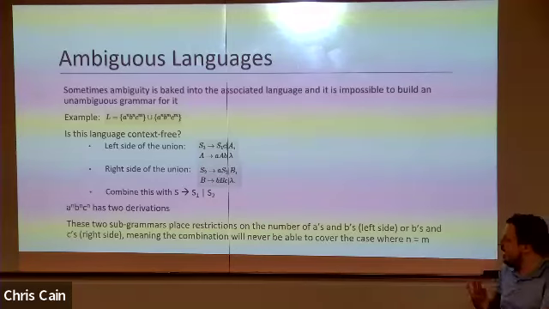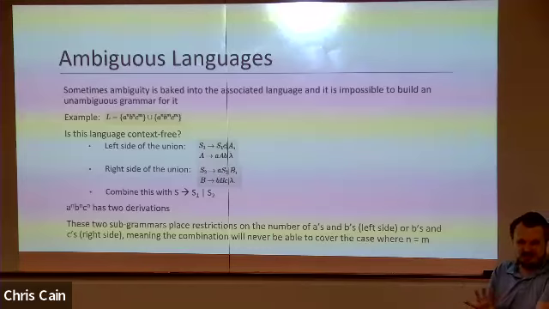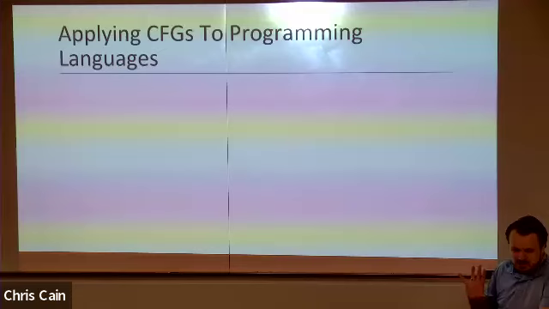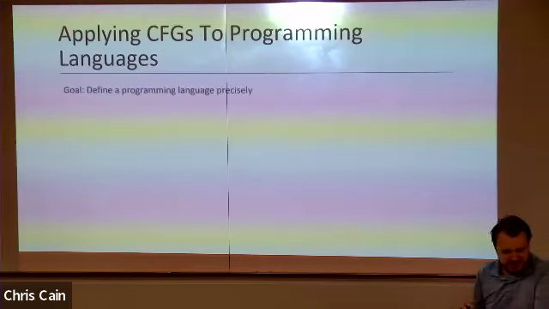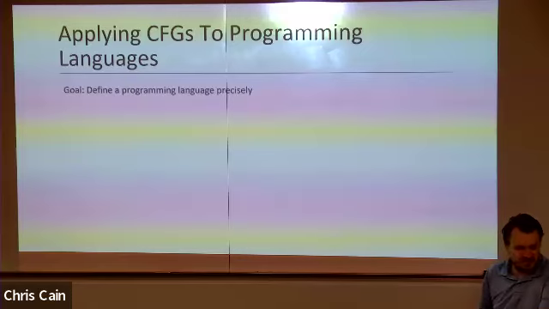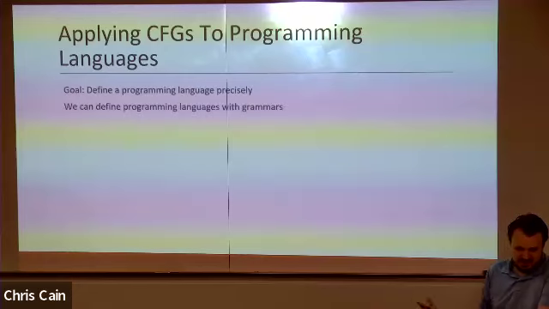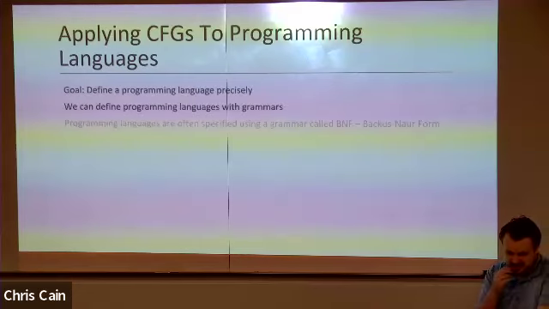Okay, let's kind of tie all of this together. We've done a lot of really abstract thinking, creating grammars. We're going to tie it all together. So we want to define a programming language precisely. We want to apply this to what we know. Of course, we can define programming languages with grammars. We talked about this at the beginning of the course.